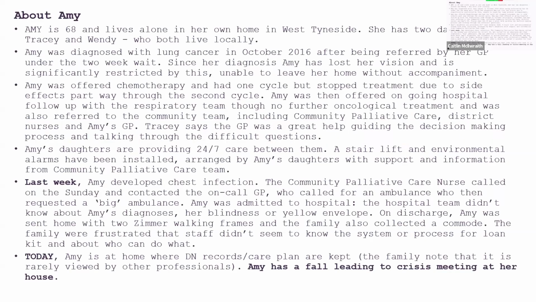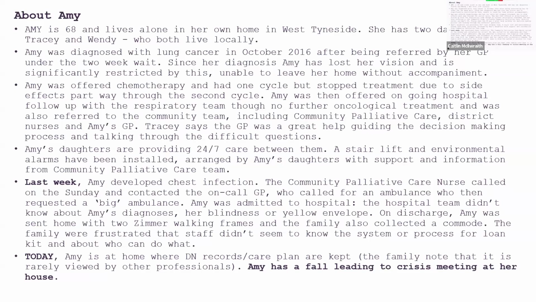Very, very busy slides. I'll just read out a few key points. So she's 68, she lives alone, she's got 2 daughters locally, diagnosed with lung cancer, and essentially since diagnosis she's become visually impaired and very restricted by that, needs somebody with her all the time. Offered treatment with chemotherapy, treatment was then stopped and then referred to other teams to support her. So palliative care team, district nurses, GP. Daughters support her. She has a number of different adaptations at home. There's a stair lift, some community alarms, and there's input and support from other teams as well.